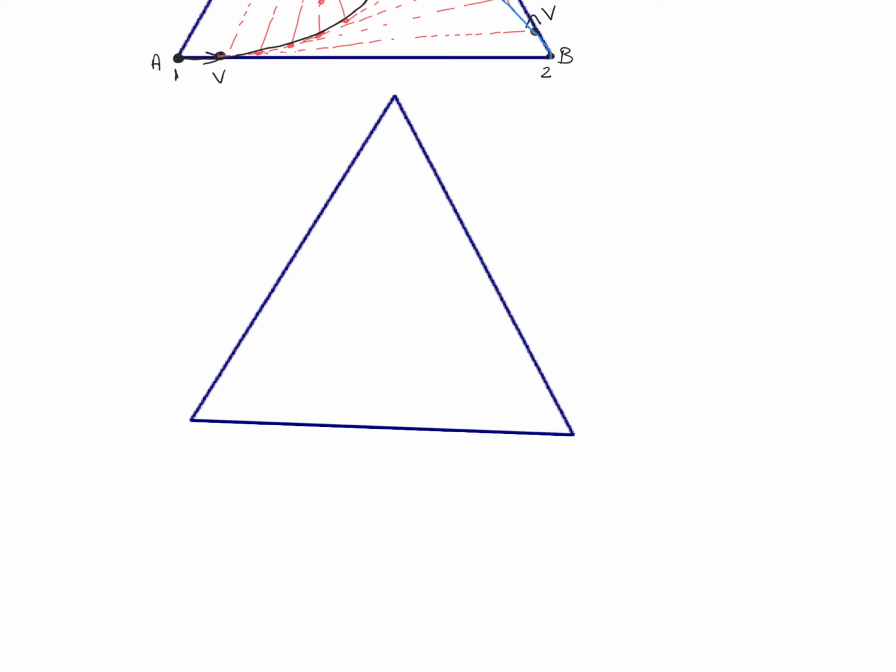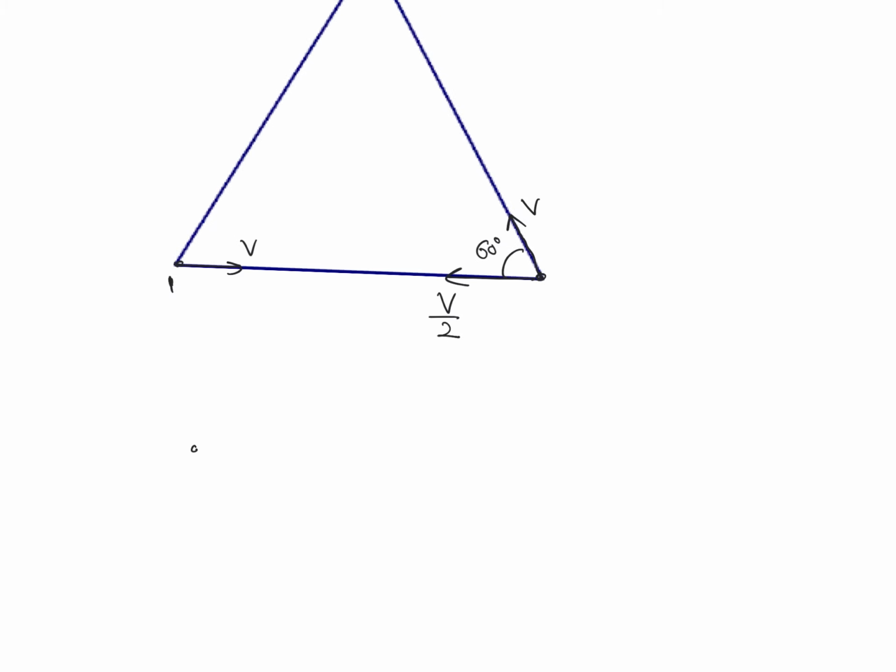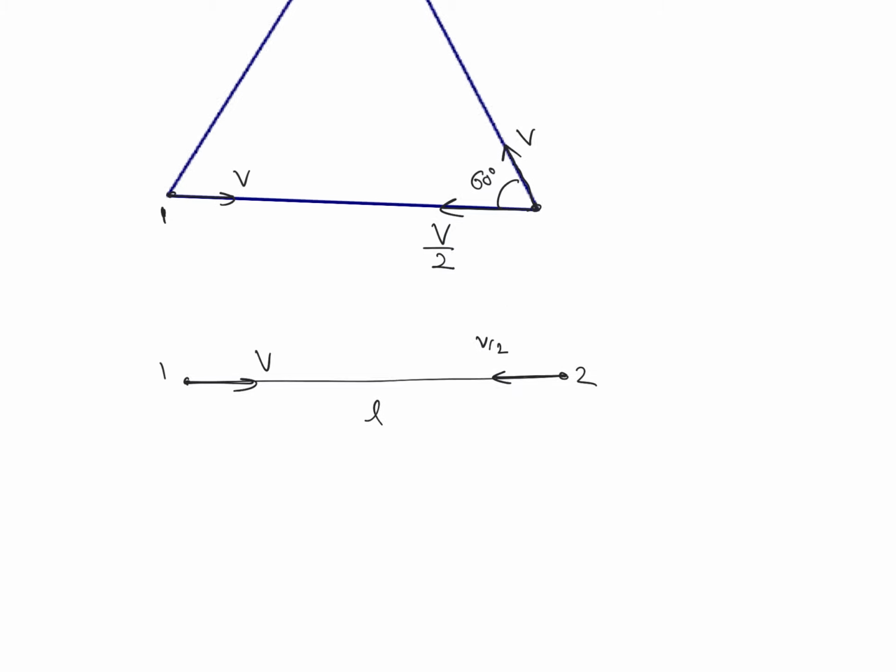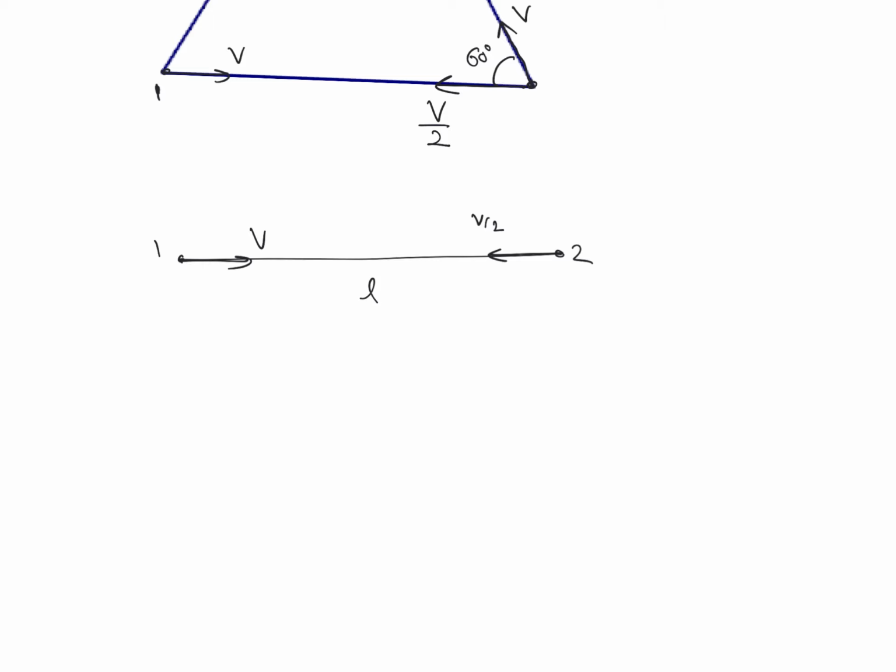Now again, if you observe the situation, the first particle is moving towards the right with a velocity v, and the second particle is going to move with a velocity v along this direction. So we can find the relative velocity of approach. As it is an equilateral triangle, this angle is 60 degrees. So this component of velocity is going to be v divided by 2. Now we can just consider only particle 1 and particle 2, and let's say the distance between them is L. So the velocity of the first particle is v and the component of velocity of the second particle is v divided by 2. So we can find their relative velocity of approach.